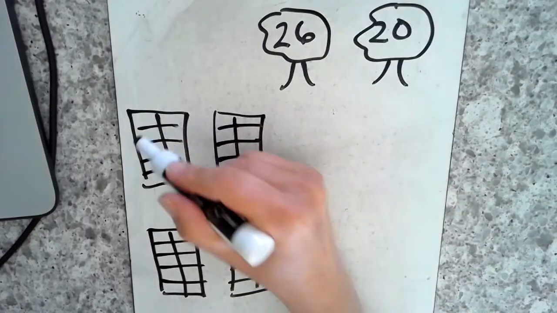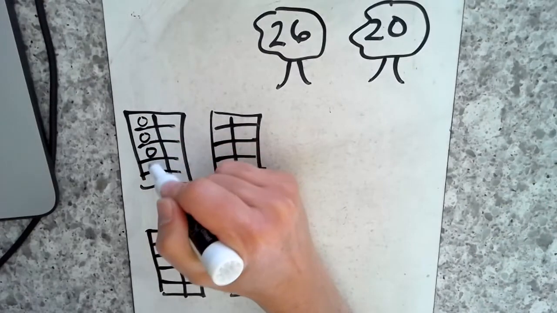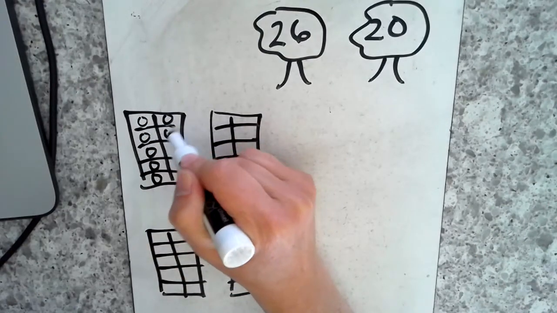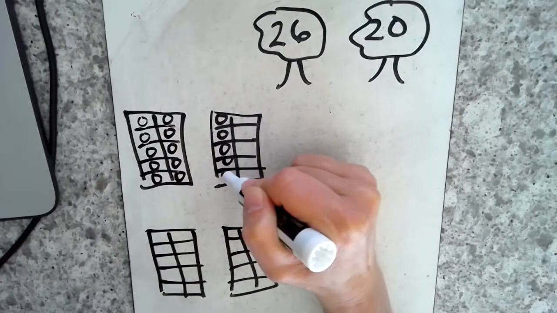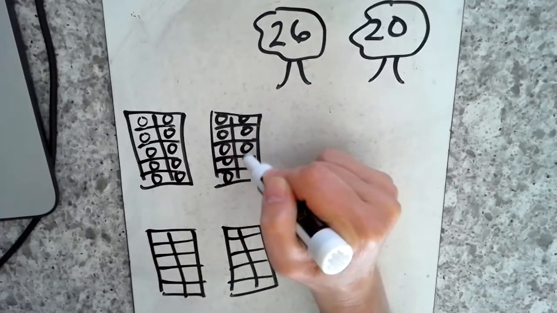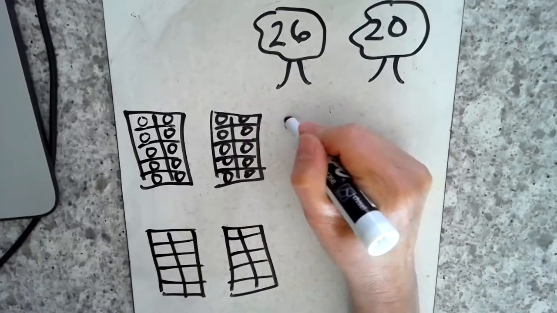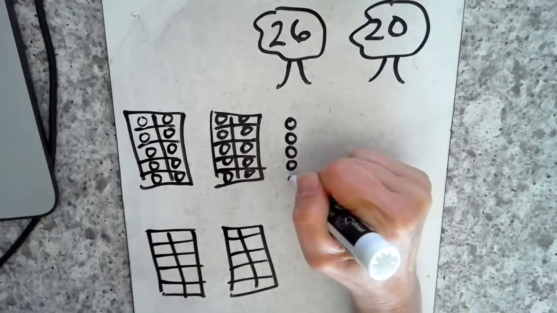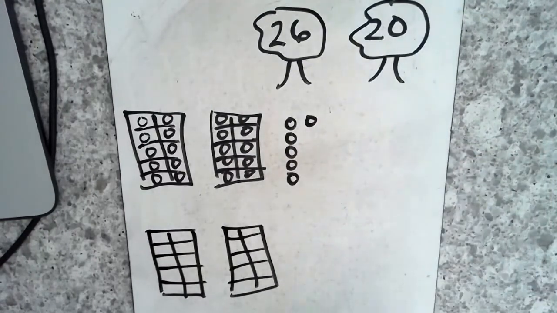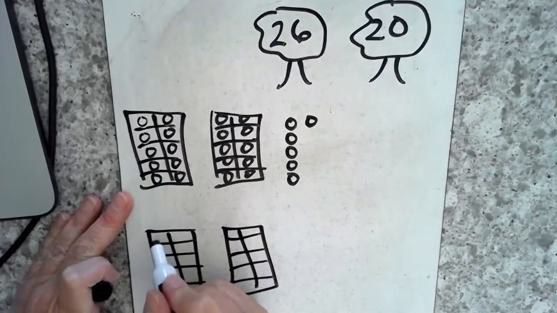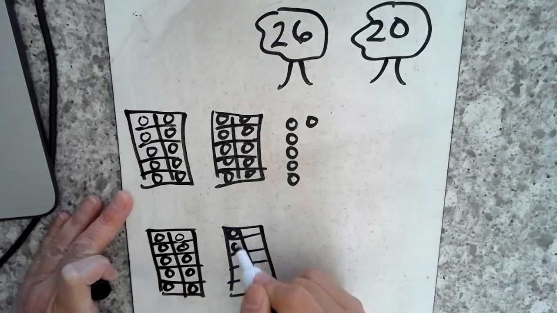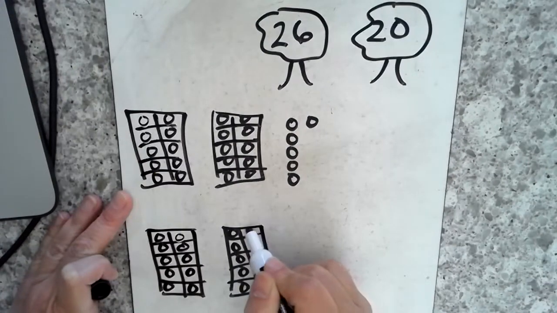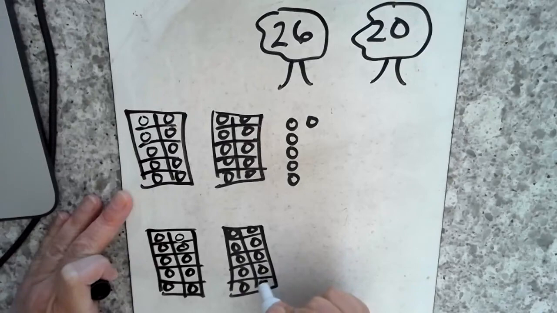So David did 26. 1, 2, 3, 4, 5, 6, 7, 8, 9, 10, 11, 12, 13, 14, 15, 16, 17, 18, 19, 20, and there's some extra. 21, 22, 23, 24, 25, 26. And then Sarah picked 20. 1, 2, 3, 4, 5, 6, 7, 8, 9, 10, 11, 12, 13, 14, 15, 16, 17, 18, 19, 20.